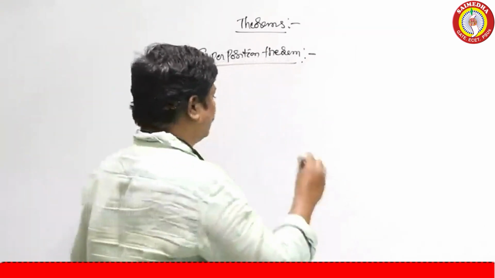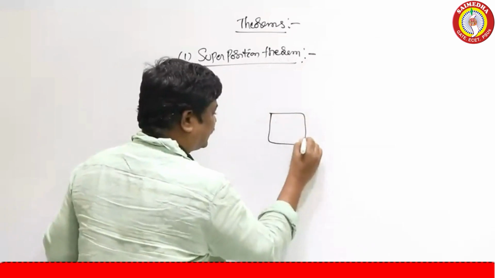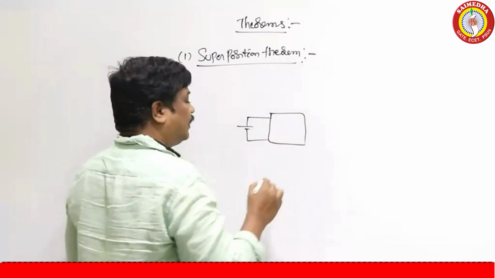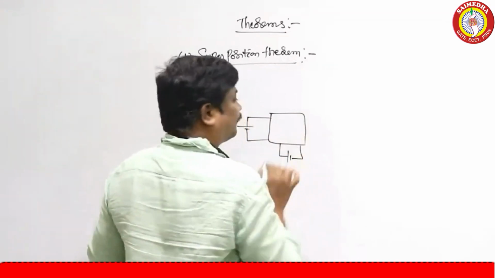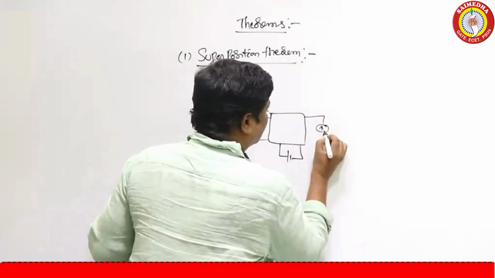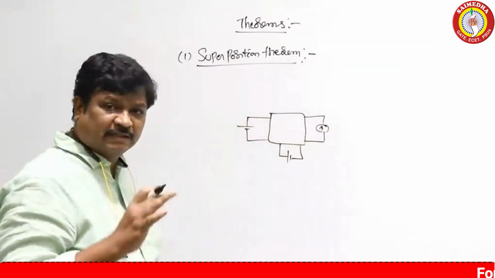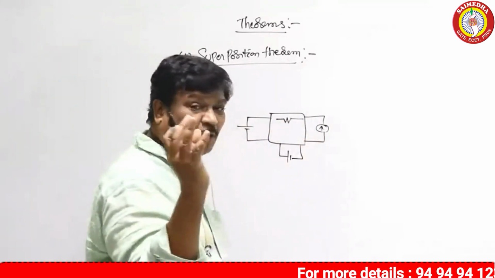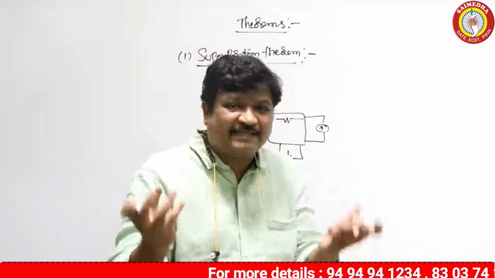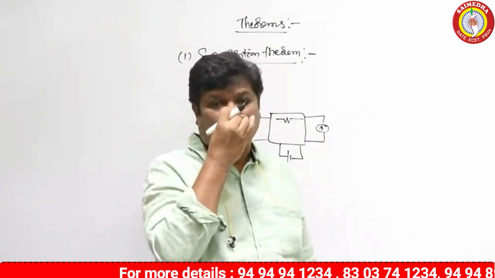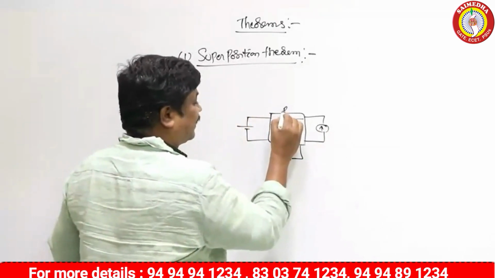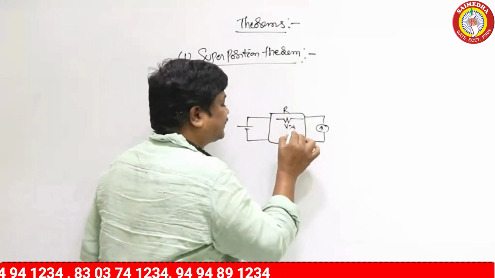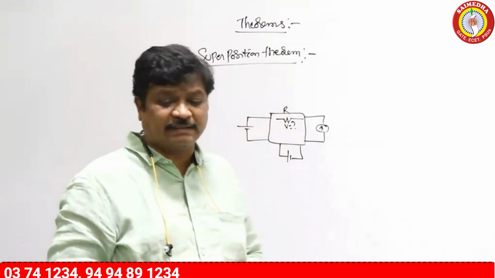For example, this is one network. In this network there is one voltage source here, another voltage source here, and one current source here. There are three sources. Suppose I want to find the response. Response means output, and input means excitation. For example, there is a resistor here, and I want to calculate the voltage across this resistor.